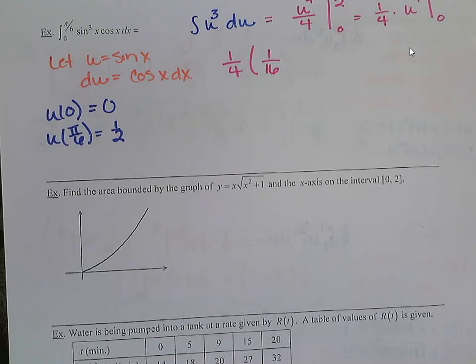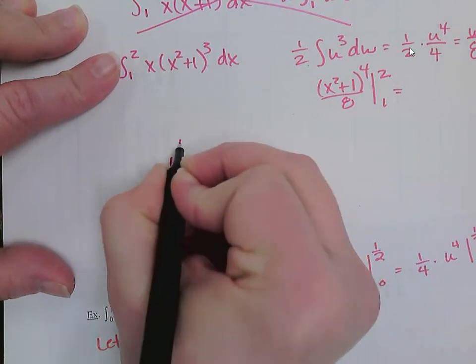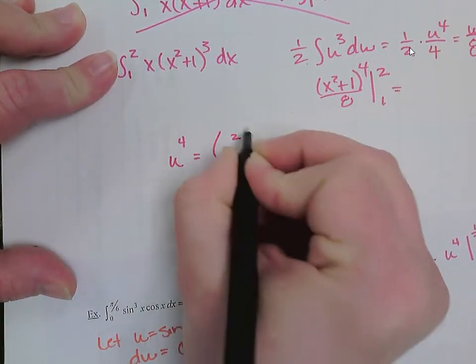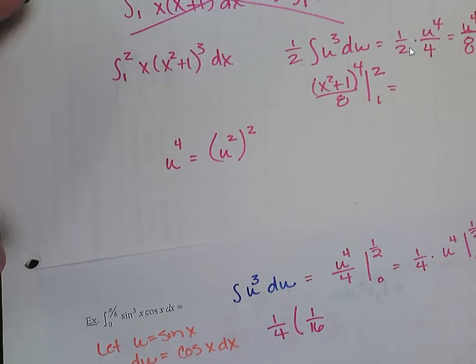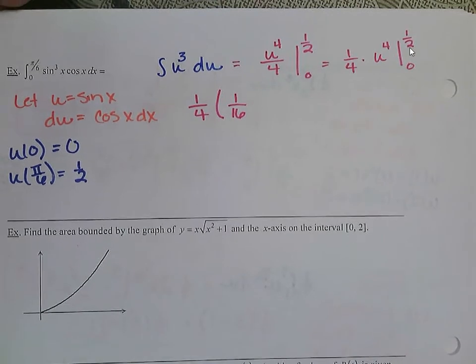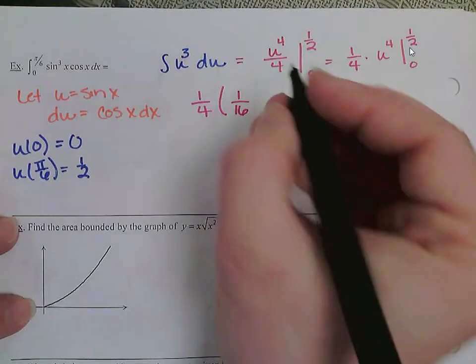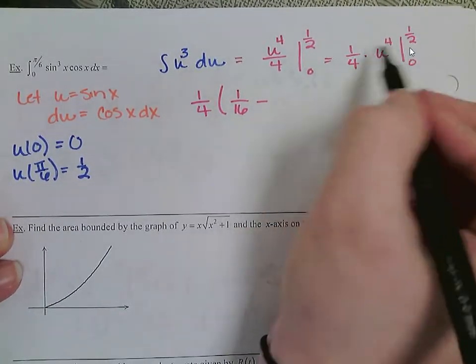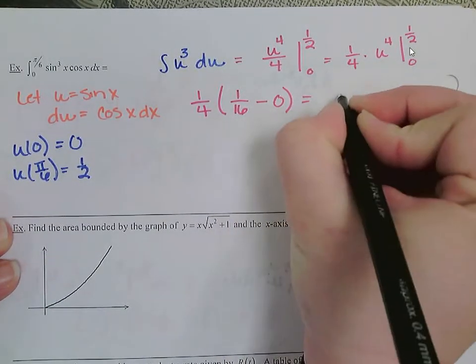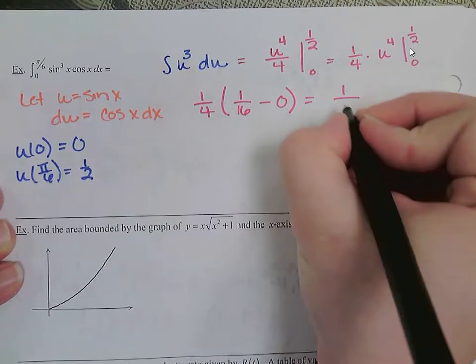By the way, whenever I have a power of 4, I try to break it down into a power of 2, right? Because if you think about it, u to the 4th is the same thing as u squared squared. I think it's easier to square numbers than try to figure out the 4th power. So I don't think of this as 2 to the 4th. I think of it as 2 squared squared, as 4 squared, 16. Does that make sense? Minus u to the 4th, 0 to the 4th would be 0. So I have 1/16 times 1/4, 1/64.